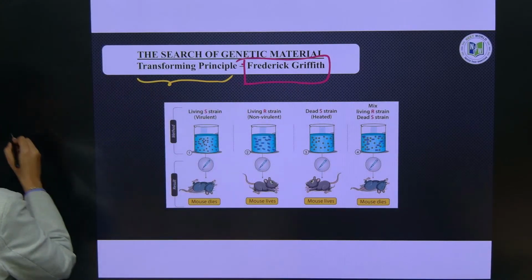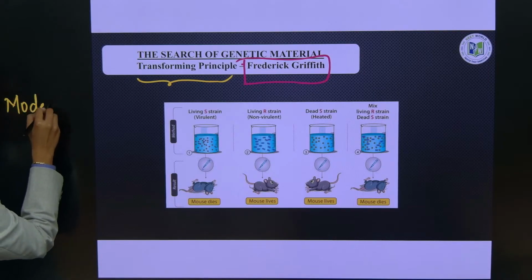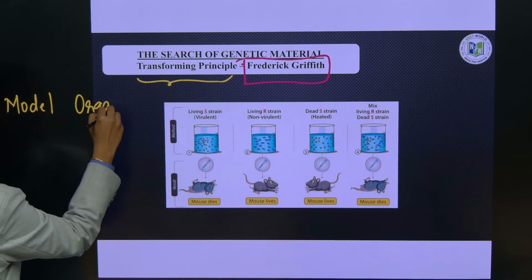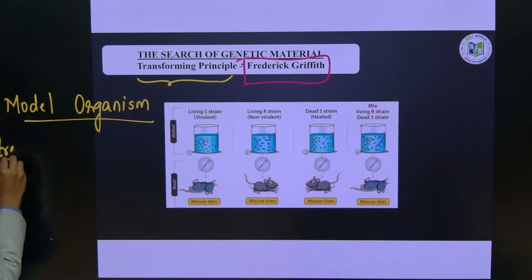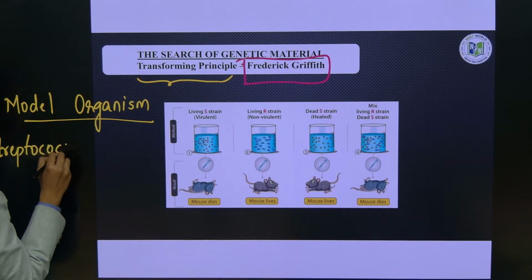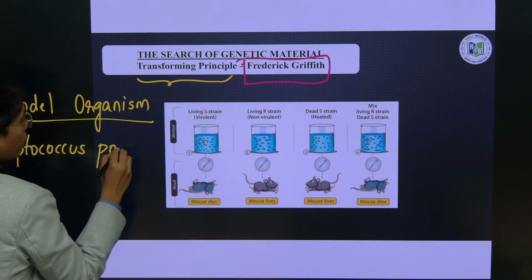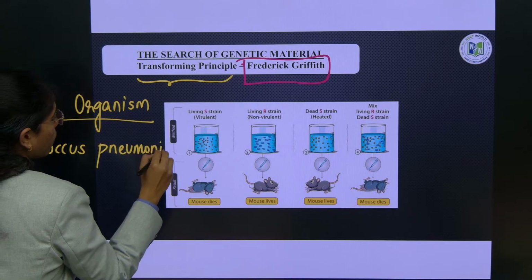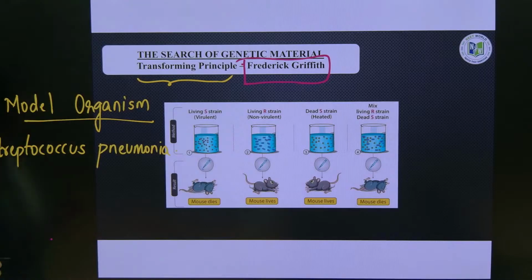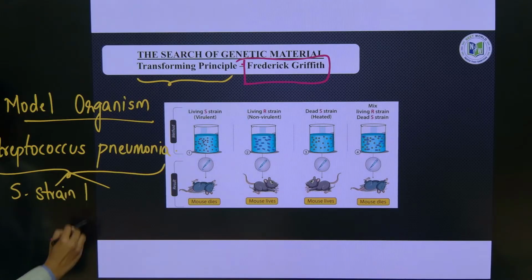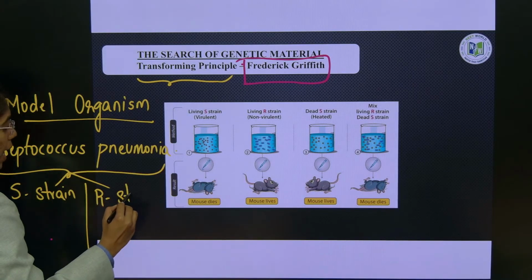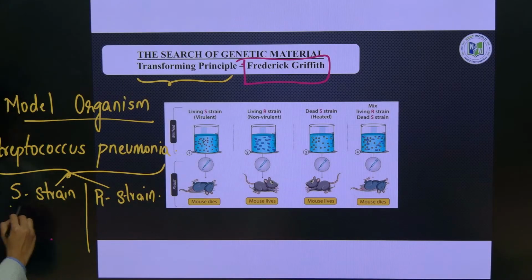And what is the model organism over here? Model organism is Streptococcus pneumoniae. Fine, right? It is Streptococcus pneumoniae. This is the model organism. You have two strains of Streptococcus pneumoniae. One is S strain and the other is R strain. S strain is addressed as smooth strain, which is virulent.